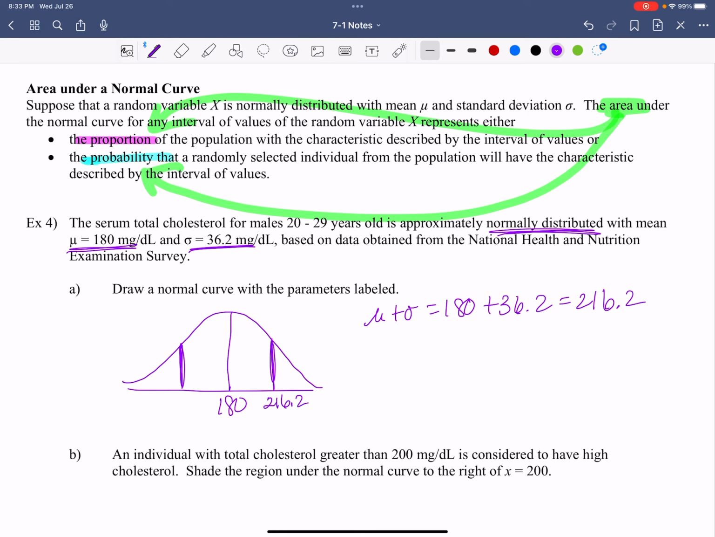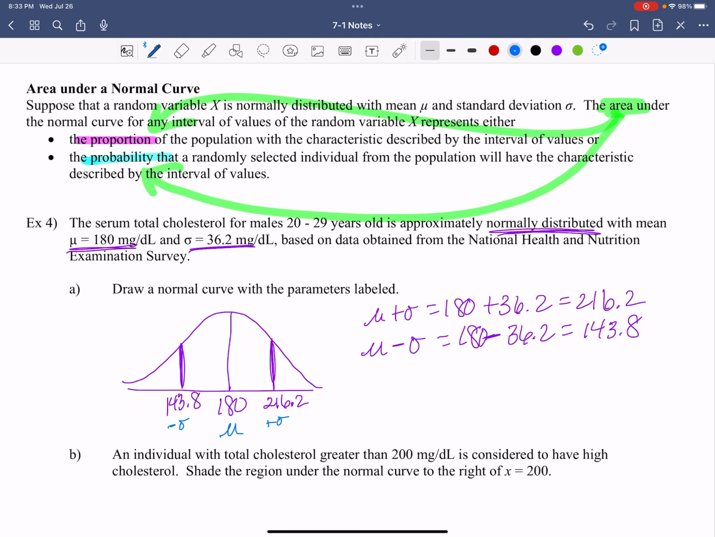And that goes there. And then my mean minus a standard deviation, 180, I missed my zero there, 36.2, what's that going to give me? 143.8. Is that what you have? Make sure I'm doing this right. Okay. And there it is. There's a normal curve. It's got a mean, and it's got plus one standard deviation, minus one standard deviation.